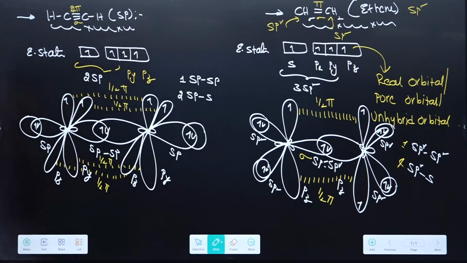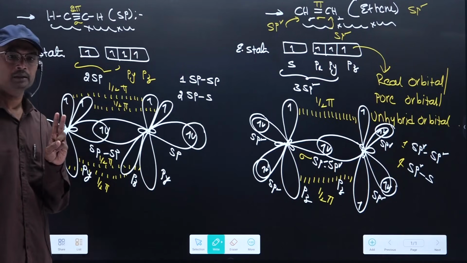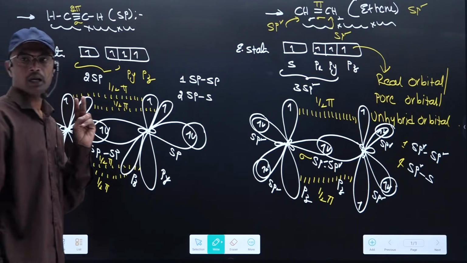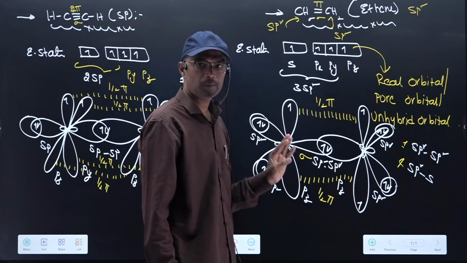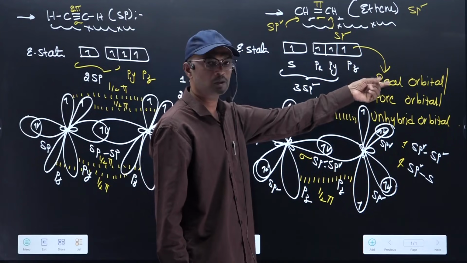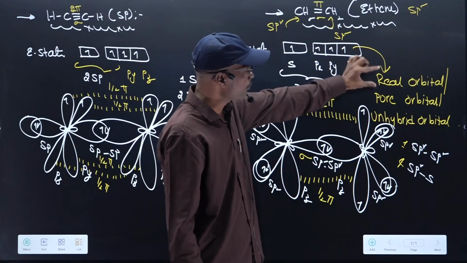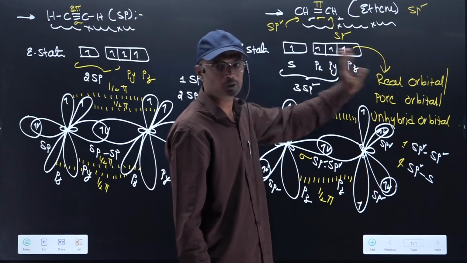Clear? So try to remember 2 points: hybrid orbital and unhybrid orbital. Hybrid orbitals are always responsible to give sigma bond. Unhybrid orbital is also called pure orbital or real orbital. These unhybrid, pure, real orbitals are responsible to give pi bond. That's it.